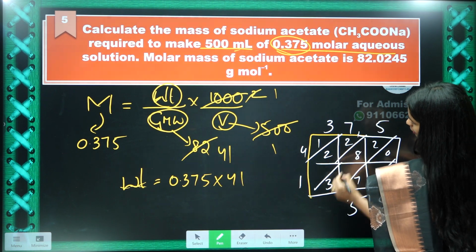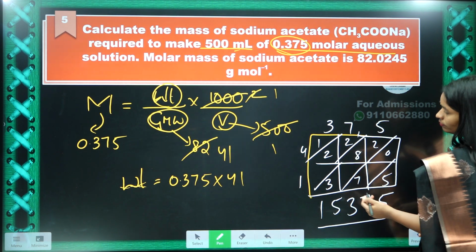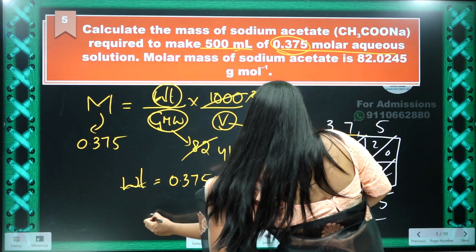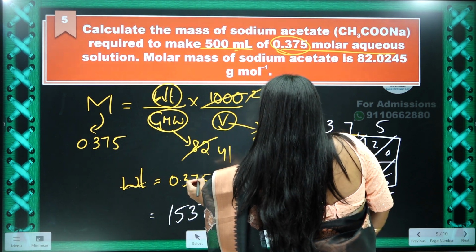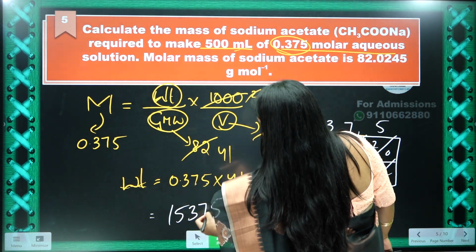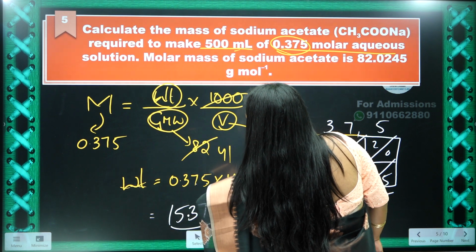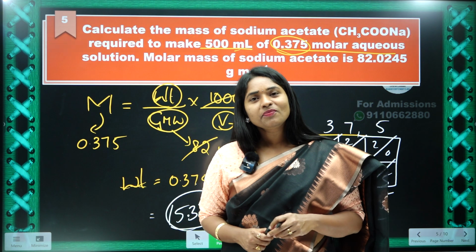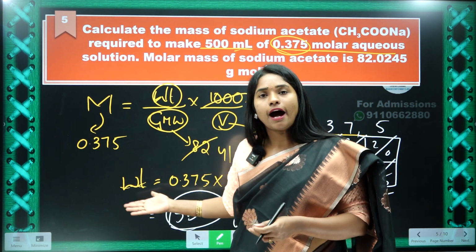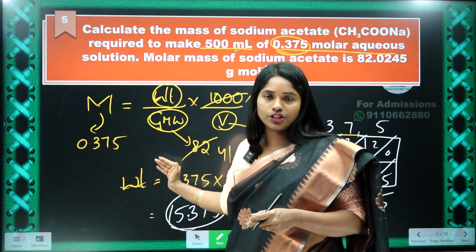I already made a video on how you can do this, so I'm not explaining it here again. 15375. How many digits do I have to keep after the point? 1, 2, 3. So the weight is 15.375 grams. Clear? In the next video, part 2, I'll continue the remaining questions.